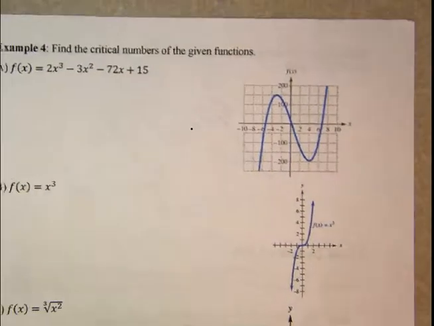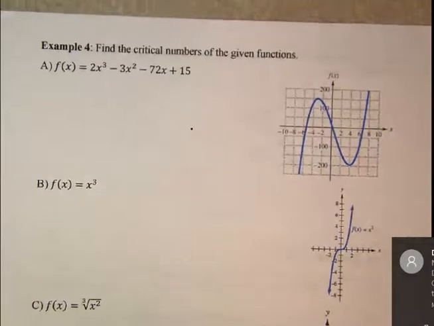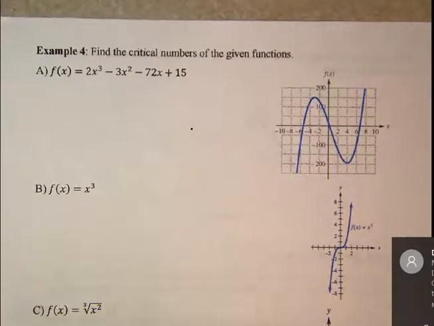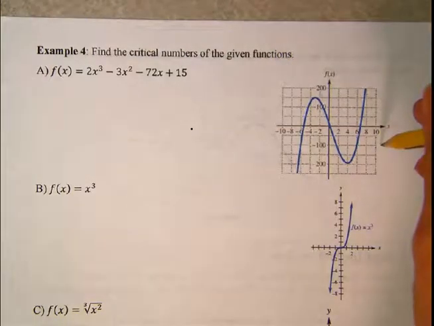Okay, so example 4. Find the critical numbers of the given function. Notice on this one, they gave us the pictures. We're going to use the pictures right now. Starting with example 5, we're actually going to get to the meat of it and work it out. But for here, we're going to find the critical numbers of the given functions by looking at the picture. So part A, this one's graphed here.